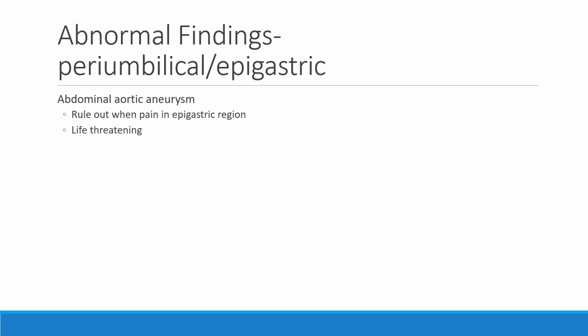Periumbilical or epigastric abnormal findings include abdominal aortic aneurysm. We do need to rule this out. When a patient has epigastric pain, it is life-threatening.